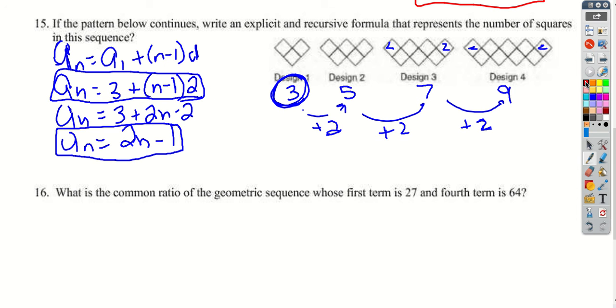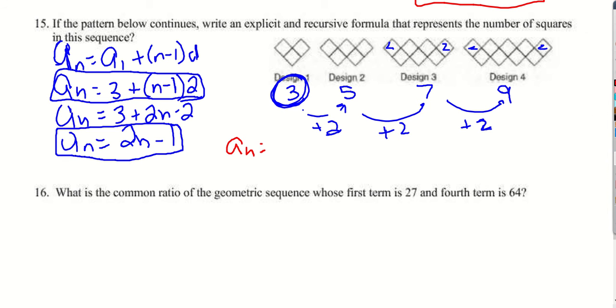So I would either accept this formula in the explicit form or this formula, which is in our standard linear equation form. All right. The next one is recursive formula. The recursive formula is nice and easy. Okay. It is a sub n equals the term before it, which is a sub n minus 1. And since this is arithmetic and we're adding, we're just going to put a plus 2 on the end. That's it. That's our recursive formula. Okay. So it's a sub n, and then a sub n minus 1, and then just plus 2.